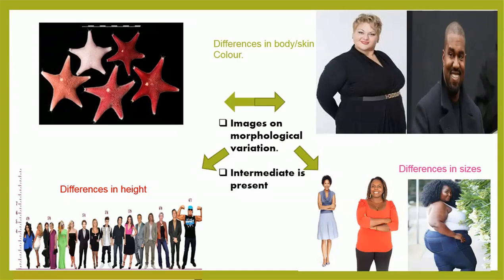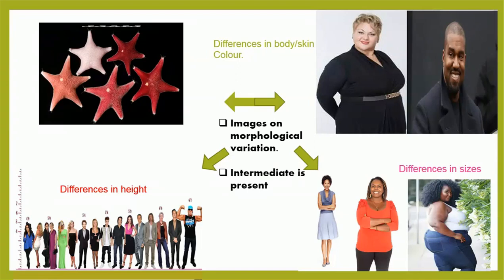Here we have 2 images of 2 people with different skin color. One is white and another is black. Because it can be observed, it is morphological difference. So skin color is morphological variation. Another is height. And the last one here is what?